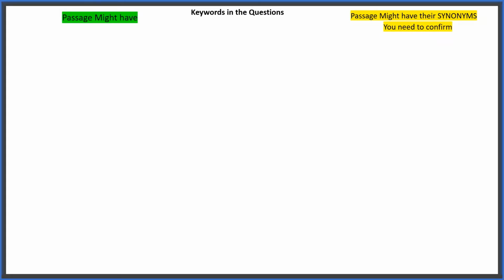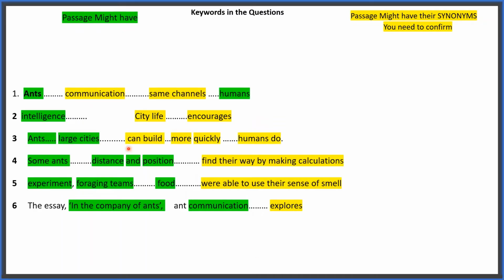The first question says, ants use the same channels of communication as humans do. In this statement, I don't need to confirm the keywords such as ants and humans, but the keyword same channels, the word same, has to be confirmed by the passage. I need to see whether this word is there. And what are the synonyms of same? The synonyms of same are similar, unaltered, etc.